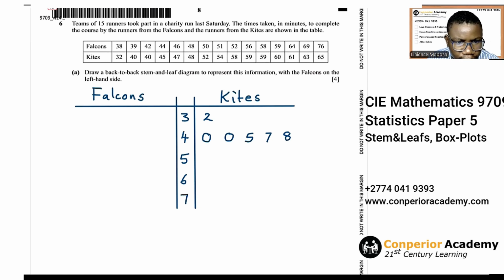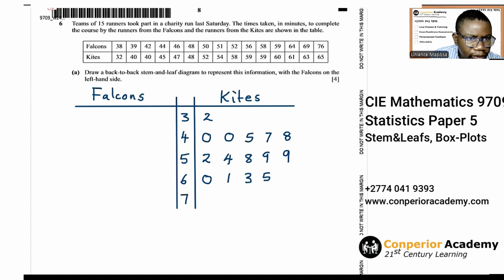Then we'll go to 52, 54, 58, 59, and 59. Then I have 60, 61, 63, and 65. So just count the leaves, make sure they are 15 so that you know you didn't miss a value. So I have 1, 2, 3, 4, 5, 6, 7, 8, 9, 10, 11, 12, 13, 14, 15. So that means I've entered all my values.